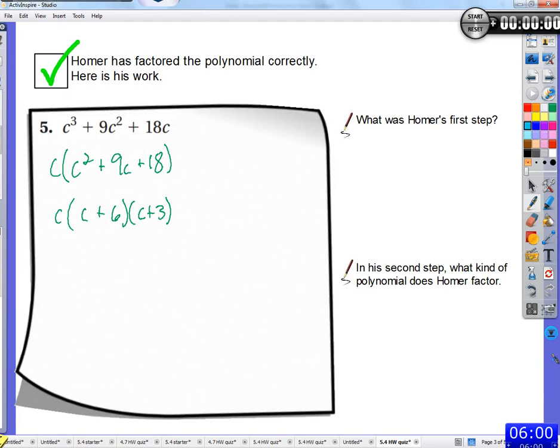Okay, so what is Homer's first step? How would we phrase that? What words would we use? Factor out C. I love that phrasing. The word factor is very specific. It has a very exact meaning.